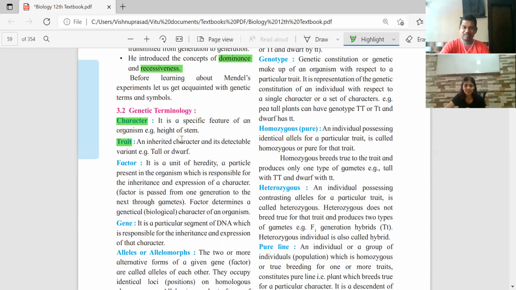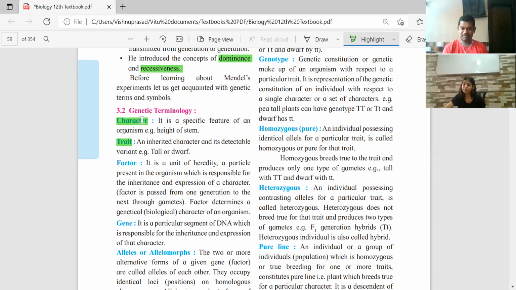They're all characters, they're features. Okay, so the examples given here: height of a stem is a feature, color of the flower is a feature, shape of the seed is a feature. So it is so for every organism. Okay. Got it. Trait means each character can have more than one possible variant.